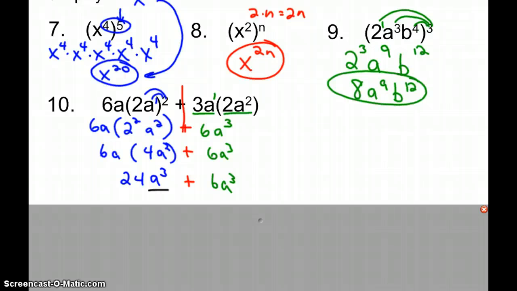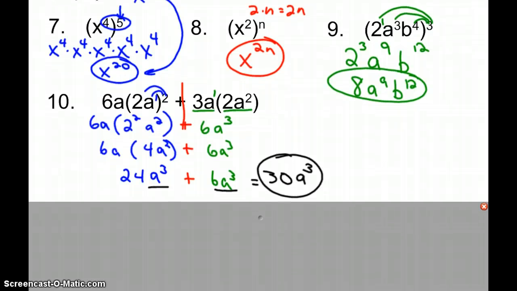And so what we end up having is 24a to the third and 6a to the third. These are indeed like terms, so we would have a sum now, because we're adding. 24 plus 6 is 30, and when we add like terms, the exponent stays the same. So we have a final expression of 30a to the third.